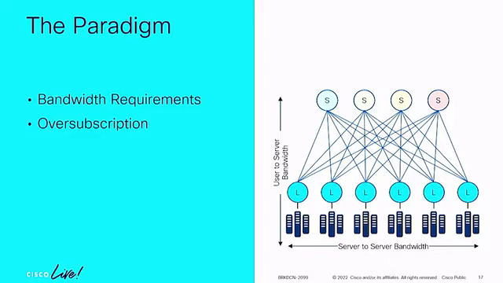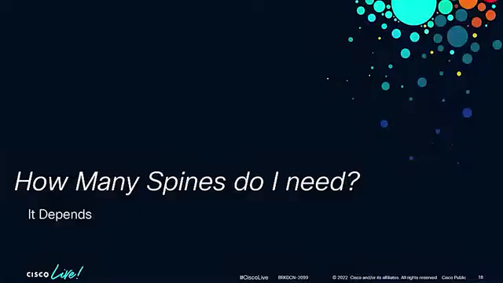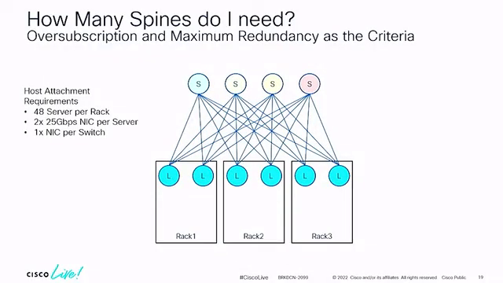So we have to expand to the needs of the application, to the needs of what we actually connect there. Now, with this, there's always this question: so how many spines do I need then? Please, can you tell me? I can't. It depends. It literally depends on what you want to do.